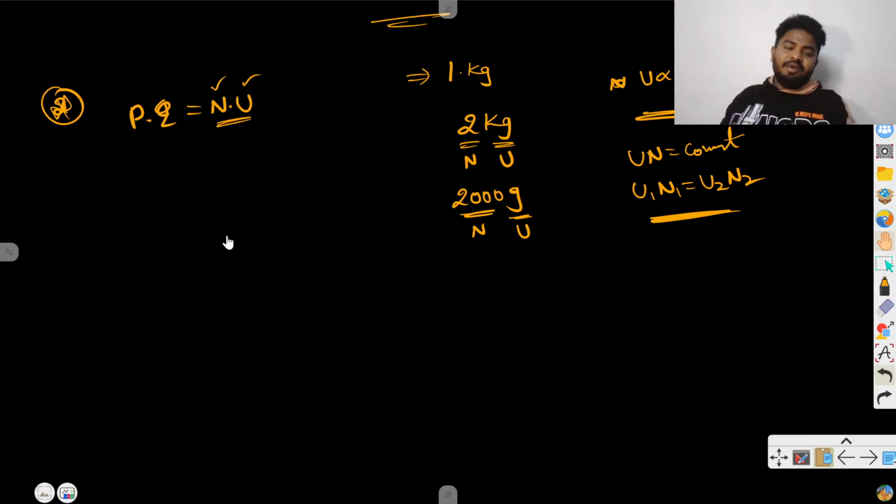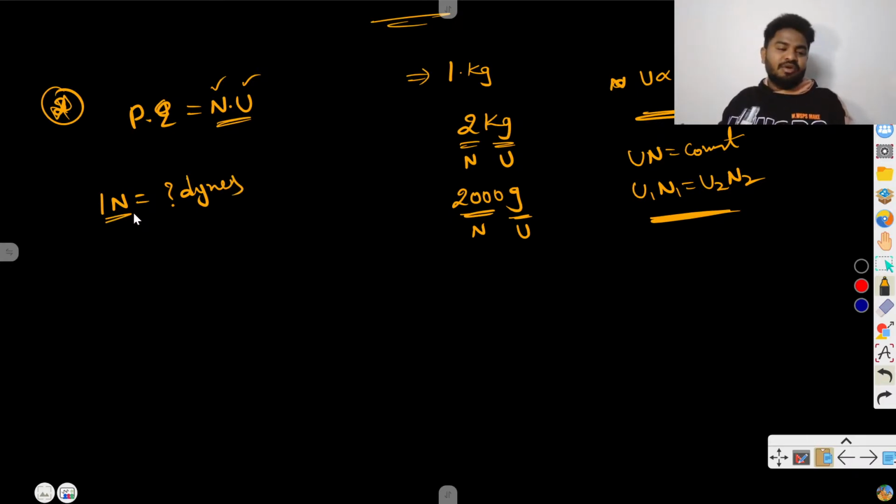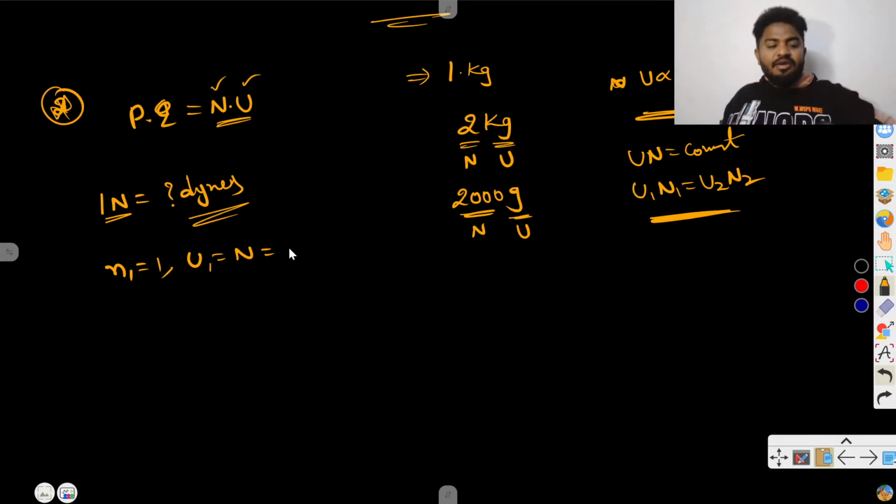For example, let me take 1 Newton is equal to how many dynes. Here, if you observe carefully, Newton is the SI unit of force. Dyne is the CGS unit of force. Am I right? So here from this equation, n1 is equal to 1, u1 is equal to Newton. What is the dimensional formula for the Newton? For Newton, the dimensional formula is that of force, right? For force, M L T to the power minus 2. Now this is the unit formula.